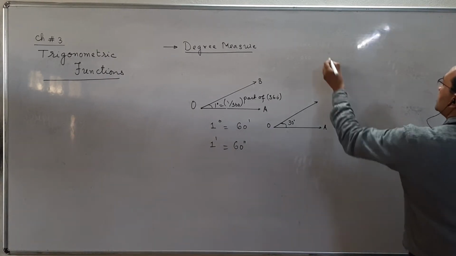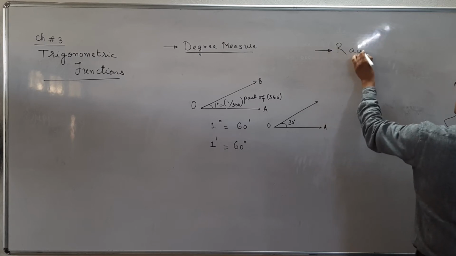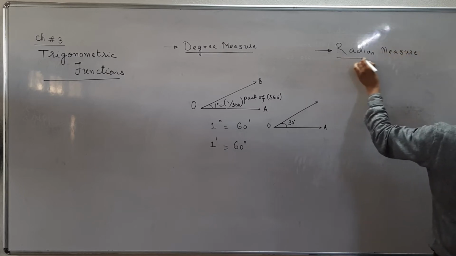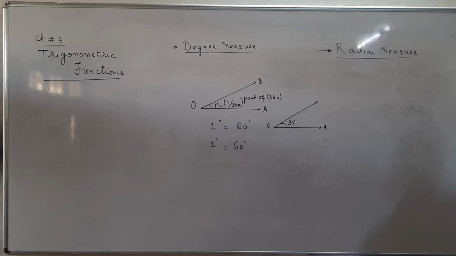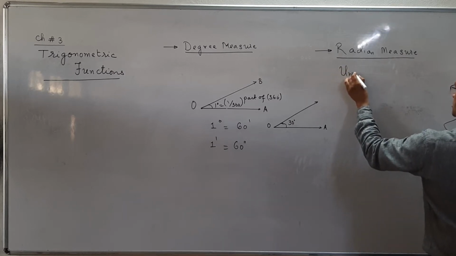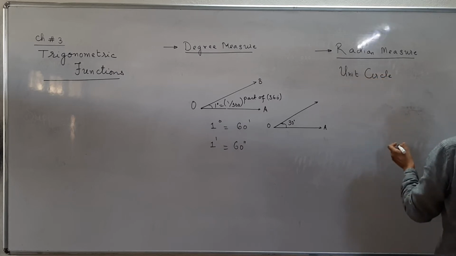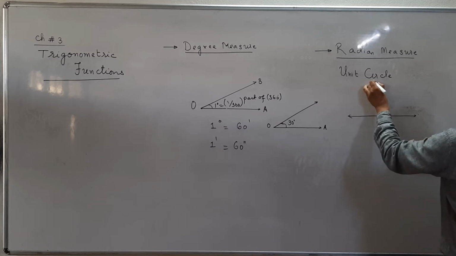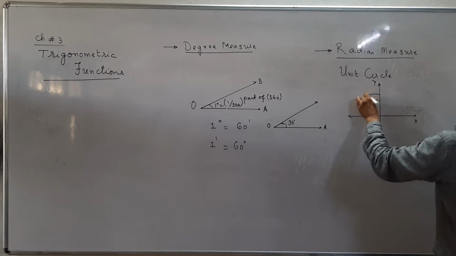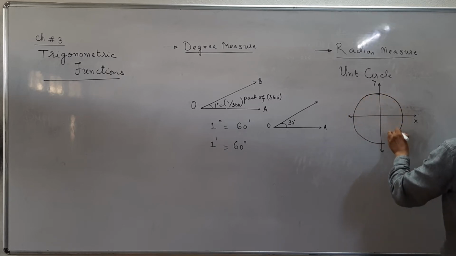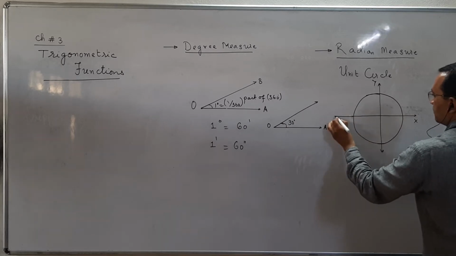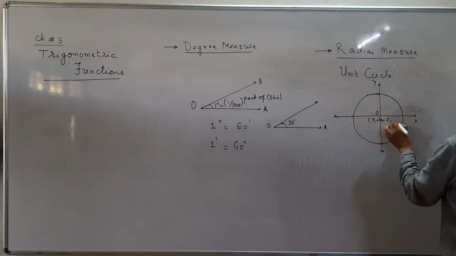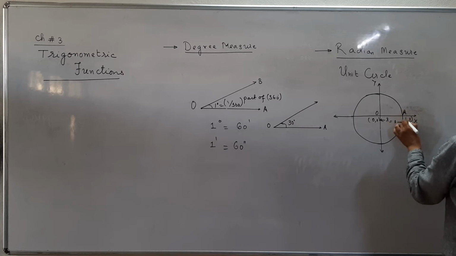Now students, we are defining the radian measure. Before defining radian measure, I should study what is a unit circle. A circle with center as origin and radius 1 unit is called a unit circle.